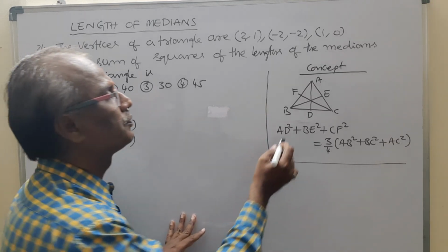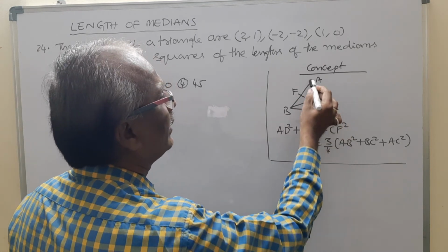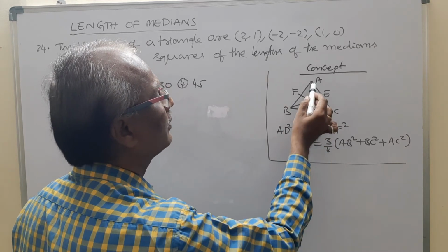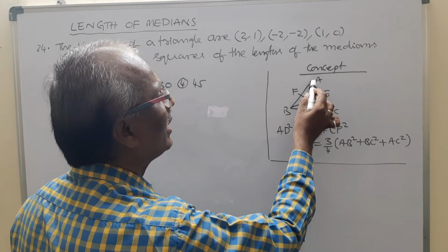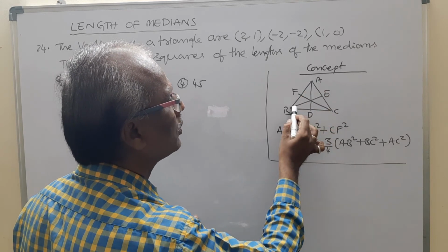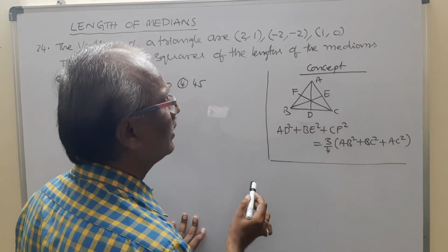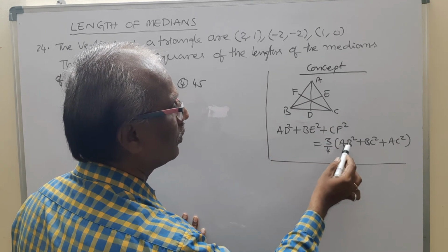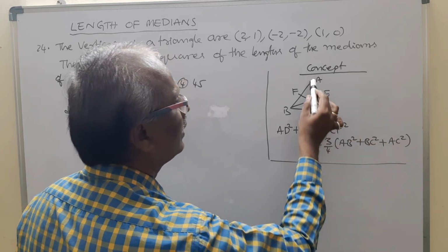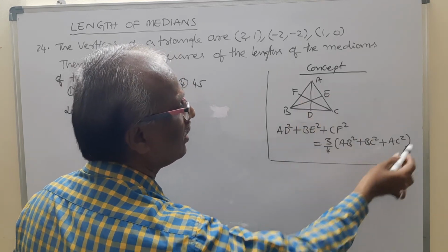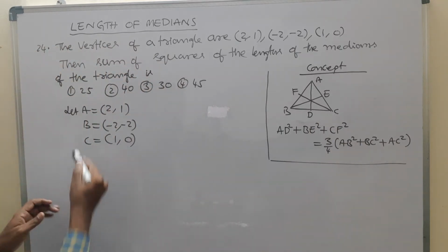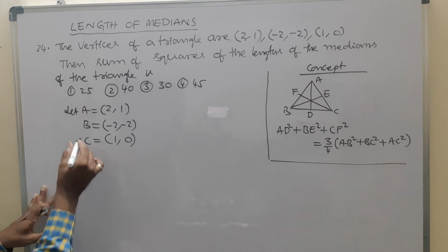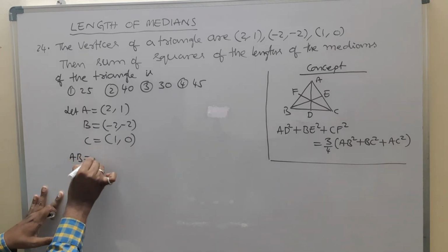Here one concept. This is a triangle ABC. Here AD, BE and CF are the medians of the triangle. The definition of median: the line joining a vertex and the midpoint of the opposite side is called a median. Here one relation: AD square plus BE square plus CF square equal to 3 by 4 times AB square plus BC square plus AC square. AB, BC and AC are the sides of the triangle. Vertices are given: A 2, 1, B minus 2, minus 2, C 1, 0. To find AB length.